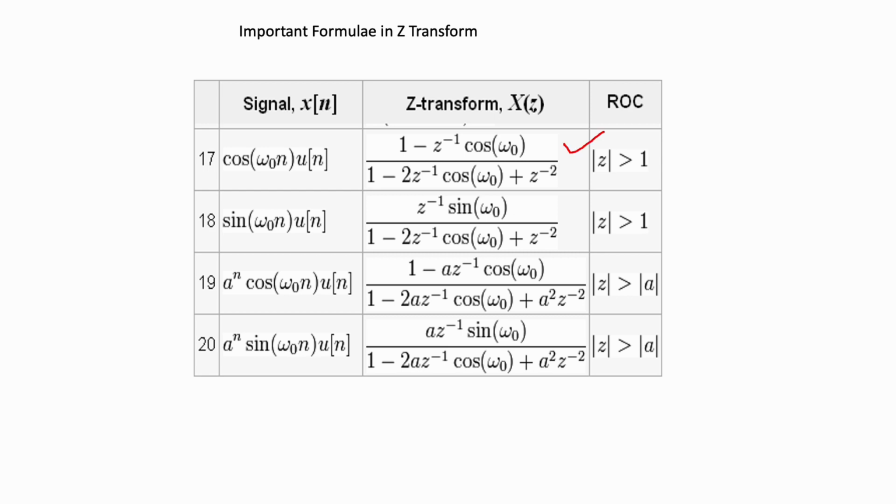At the same time, the cos omega naught u of n. So if you take the transform, it is 1 minus Z inverse cos omega naught divided by 1 minus 2 Z inverse cos omega naught plus Z power minus 2, region of convergence is this one. Similarly, a power n cos omega naught and a power n sin omega naught. So these are all the things needed for doing inverse Z transform.